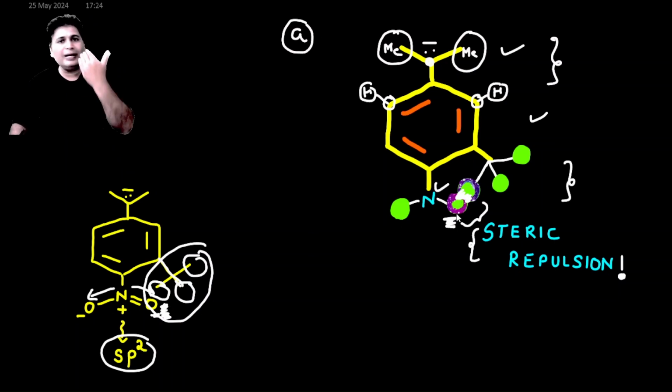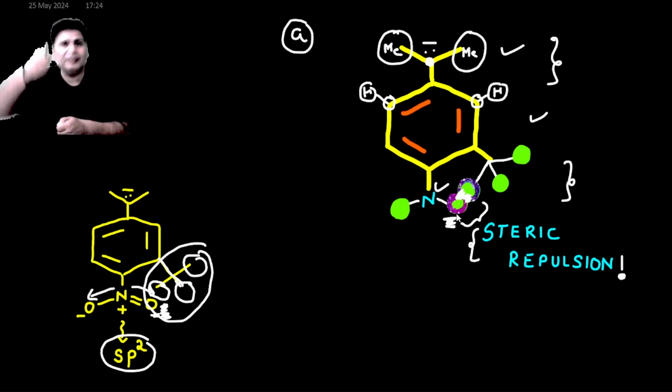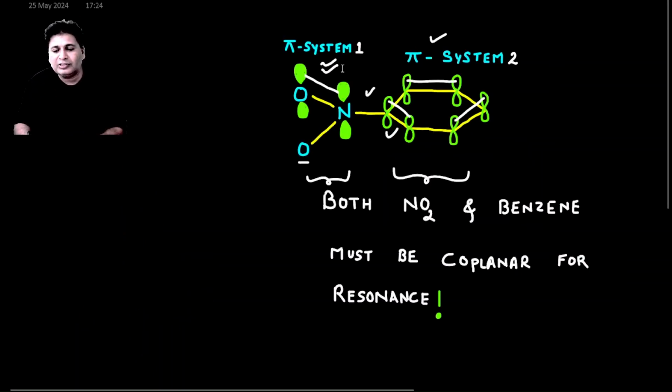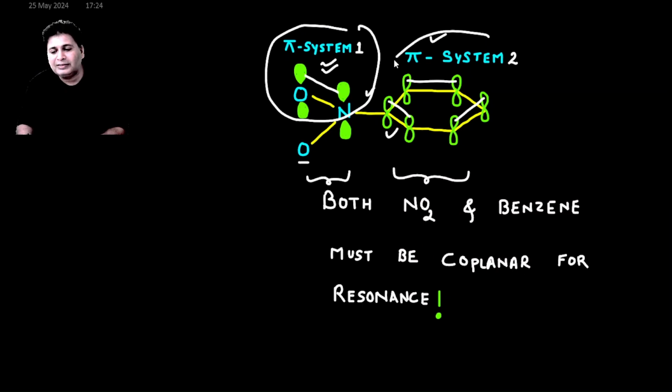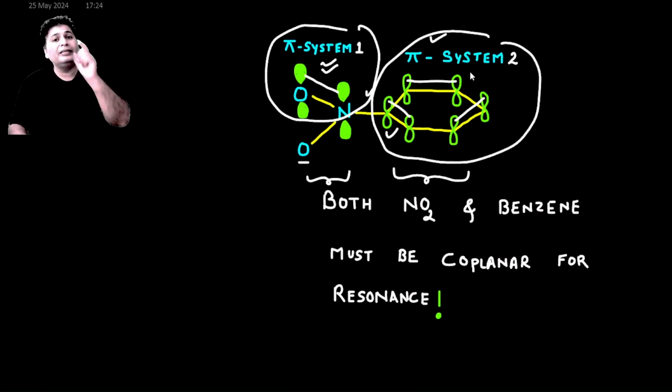So steric repulsion, although it has been reduced, has to pay some price for that. What is the price it has to pay? The price is, as the NO2 turns, you understand, the pi system of NO2, I have already told you that the pi system of NO2 should be parallel to the pi system of the benzene ring for the resonance to happen.